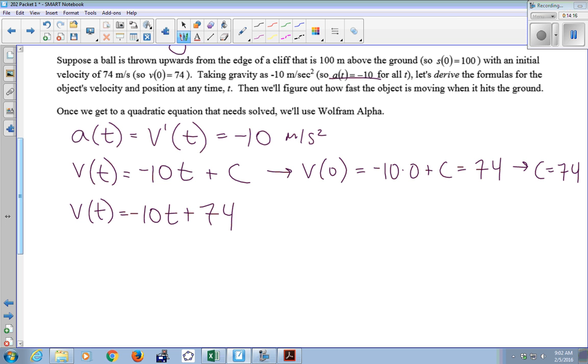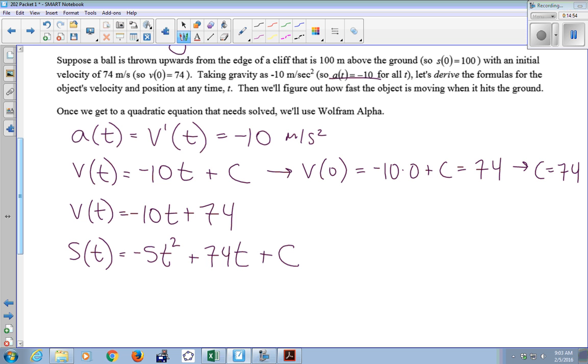All right, so now I know velocity, and so I'm going to derive a formula for position because I know that position is the antiderivative of velocity. So s of t, my position function, the antiderivative of negative 10t would be negative 5t squared. Antiderivative of 74 would be 74t. And then you need the plus a constant.